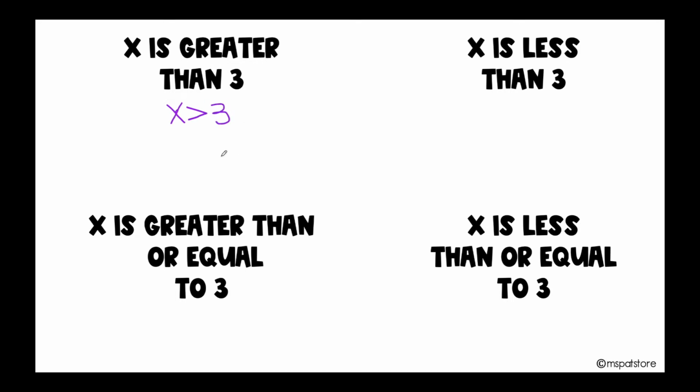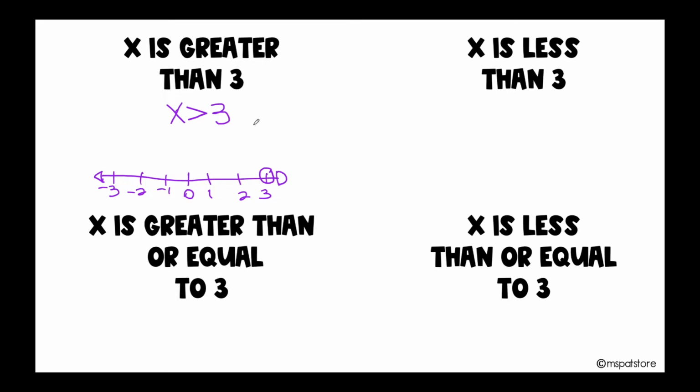In order for you to graph this inequality, you need to draw a number line. I hope that you can draw a better number line than the one that I'm doing. So I have 0 here, positive 1, 2, 3, negative 1, negative 2, and negative 3. I need to circle the number that they're telling me, 3. So x is greater than 3.